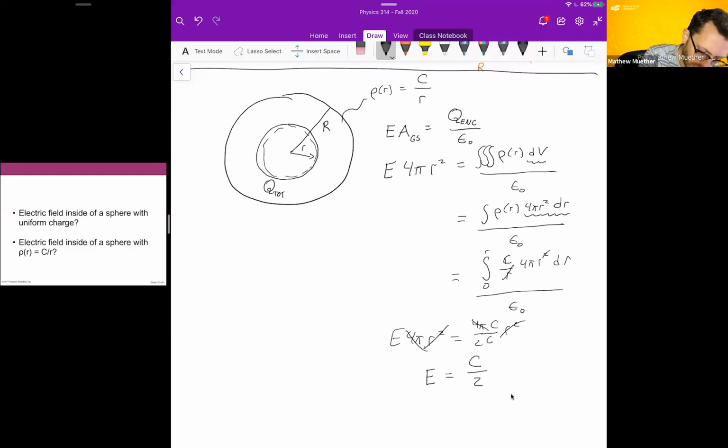Thank you on the chat. There's still an epsilon naught in the denominator here. Thank you, Jacob. And that's a really interesting result, because this says that the electric field is constant. It's independent of r. So if I were to make a plot of the electric field for this, it's just constant. This is the electric field as a function of r at C over twice epsilon naught until I get outside of the charge, and then we know it's got to fall off like 1 over r squared, because then I'd be outside of this charge.